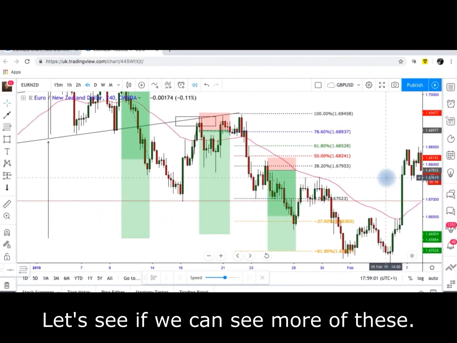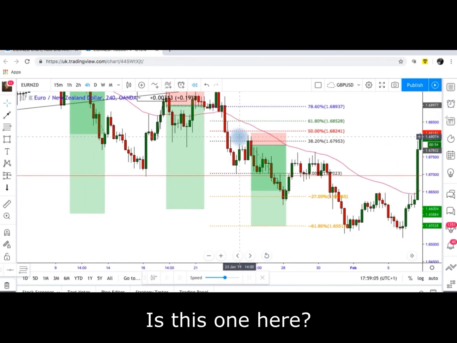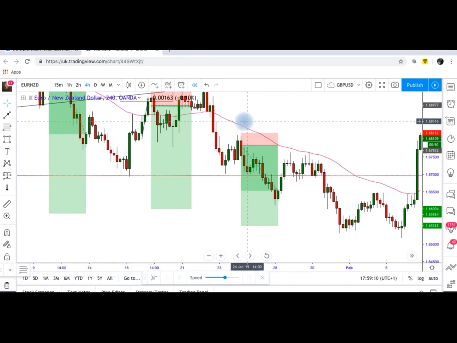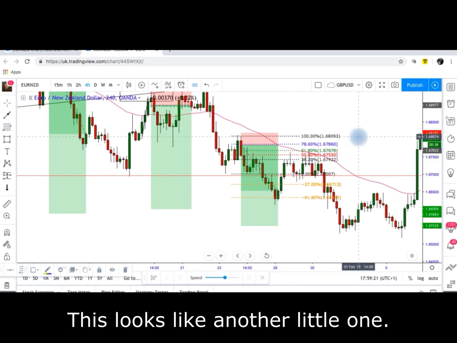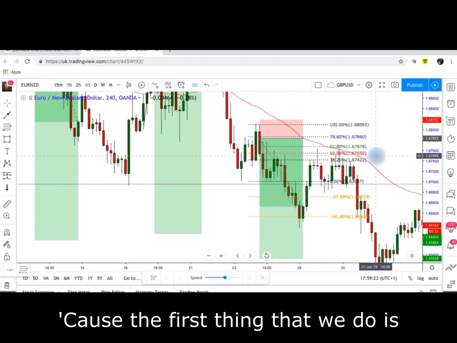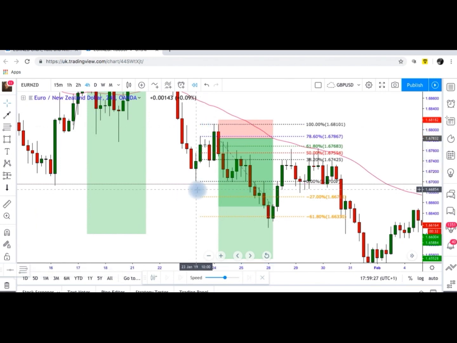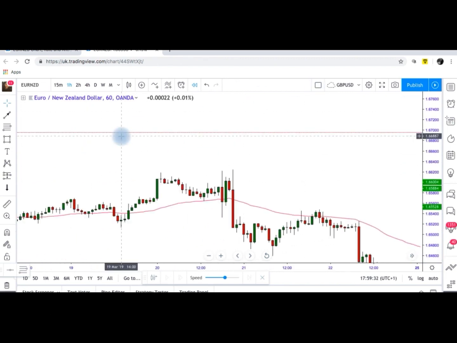Let's see if we can see any more of these. Is this one here? This may be another one. This looks like another little one. Because the first thing that we do is we attach a fib when price stops. So let's scale down a minute and let's see if this was another one.